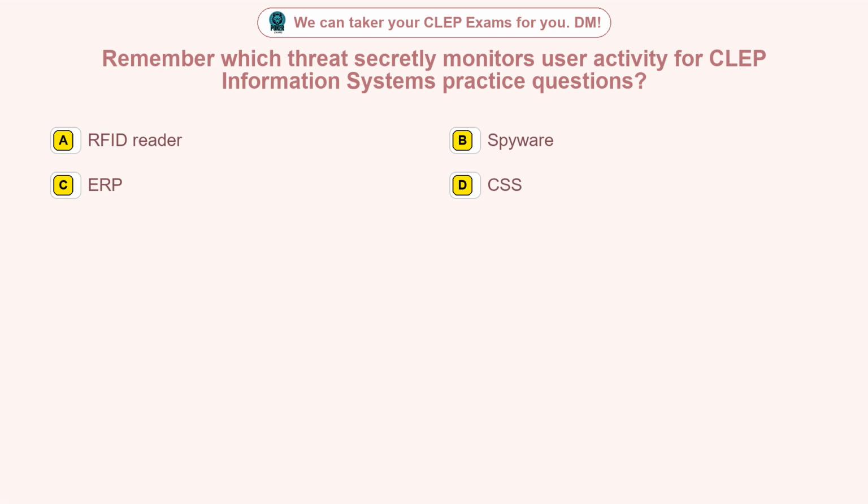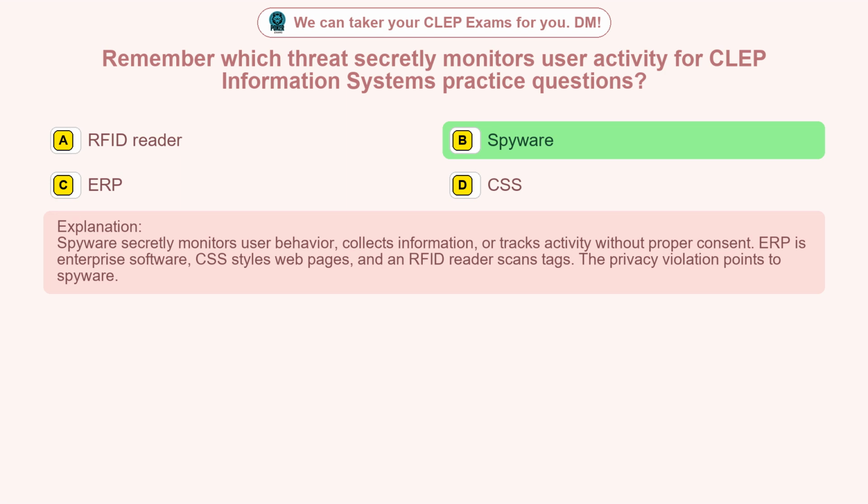Question 43. Remember which threat secretly monitors user activity for CLEP Information Systems practice questions. Option A. RFID reader. Option B. Spyware. Option C. ERP. Option D. CSS. The correct answer is option B. Spyware. Spyware secretly monitors user behavior, collects information, or tracks activity without proper consent.